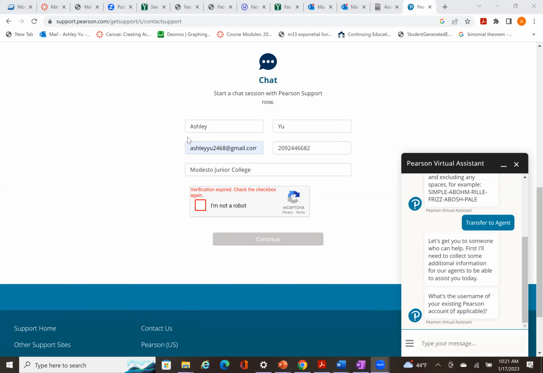I'd say probably try that, hopefully chatting with the agent works and it's not a robot and you actually get solutions, or you might just have to create a brand new Pearson account and go through that way.